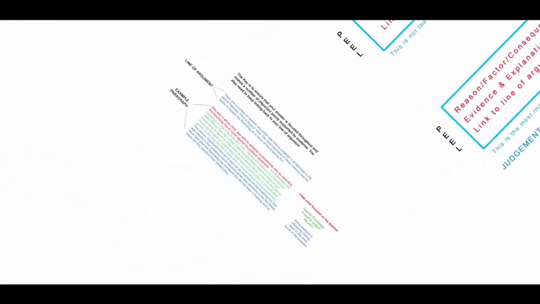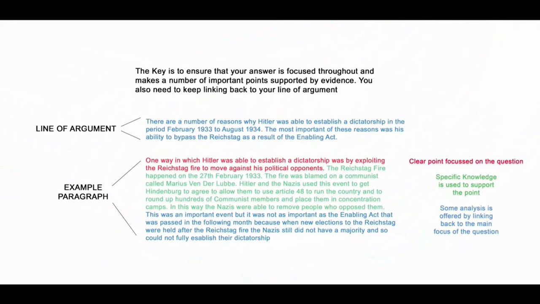So an example paragraph here might go something like: one way in which Hitler was able to establish a dictatorship was by exploiting the Reichstag fire to move against his political opponents. So there is a clear point that is focused on the question. The text in green there is the evidence that you're using, so you need some sort of knowledge to support the point that you're making. And then the important bit for showing that you have a consistent line of reasoning is that last sentence, which is in blue, which links back into your line of argument.